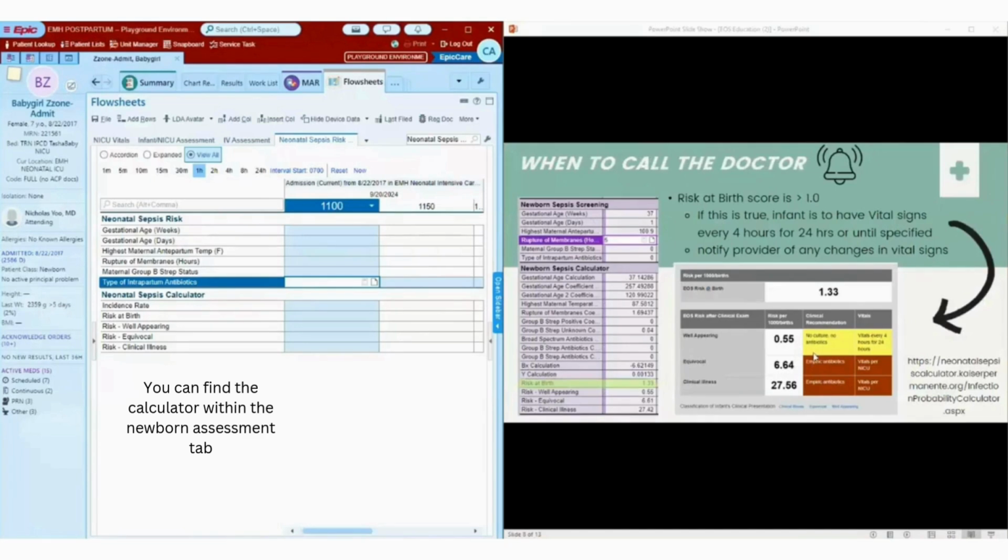We need to call the provider when the risk at birth score is greater than or equal to 1. This will tell us we need to change the frequency of our vital signs to every 4 hours for 24 hours, because that is the recommendation. It is vital that we report changes in the vital signs to the provider, because if they are showing signs of sickness, they're going to be started on antibiotics.